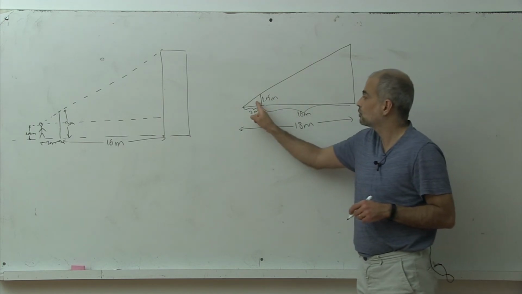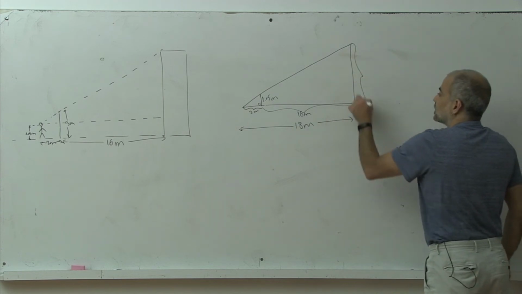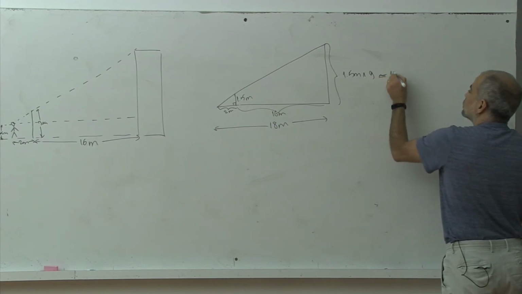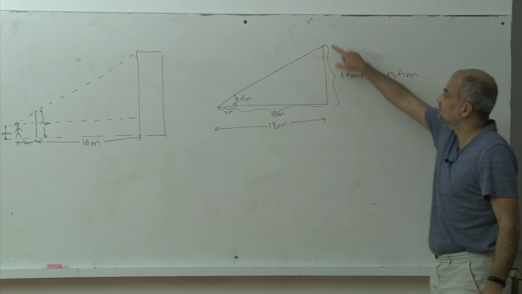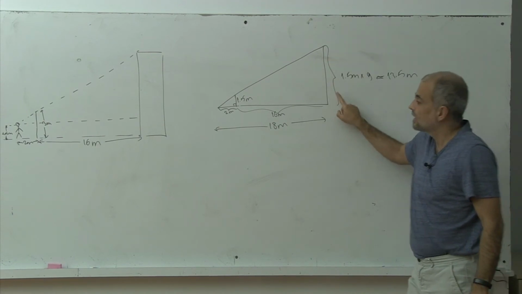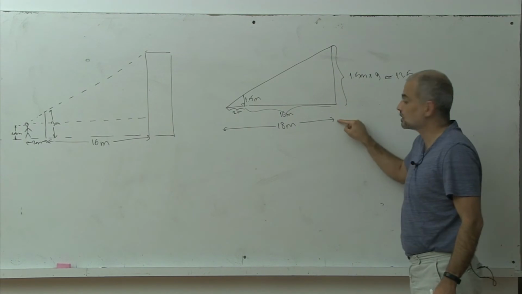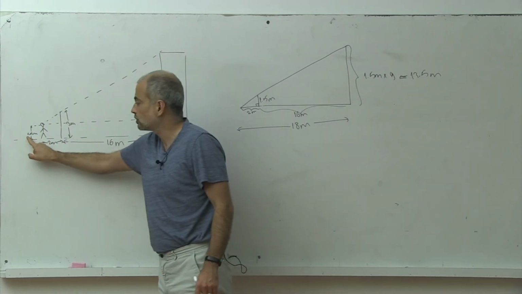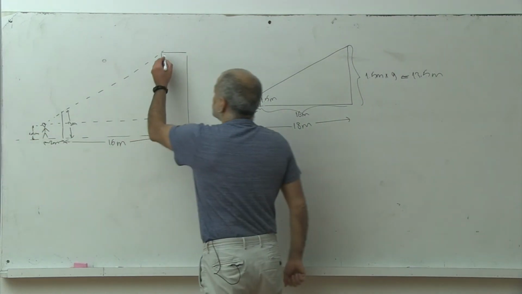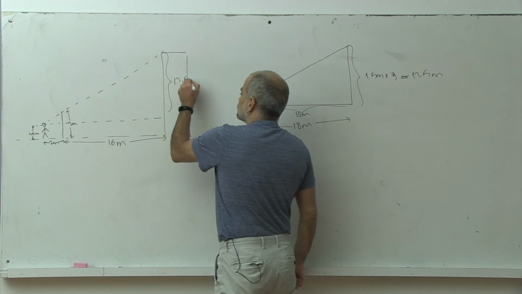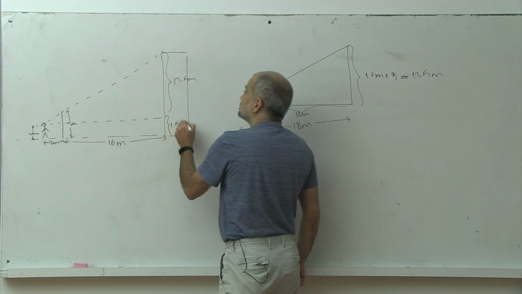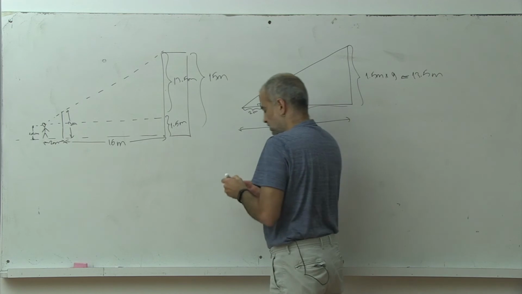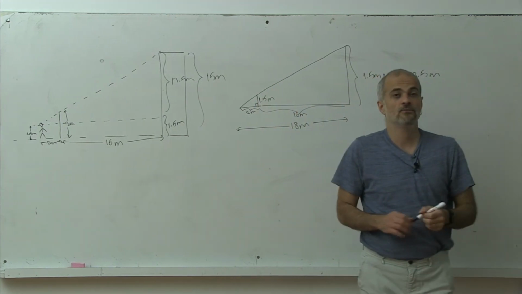So if this is 1.5 meters, this height should be 1.5 meters times 9, which is 13.5 meters. So we see that this height is 13.5 meters. And keep in mind that this height is not from the ground, but from your eye level. But your eye level is 1.5 meters from the ground, and this is 13.5 meters. So you can estimate the height of the building to be 15 meters. This would typically correspond to a building with 5 floors.